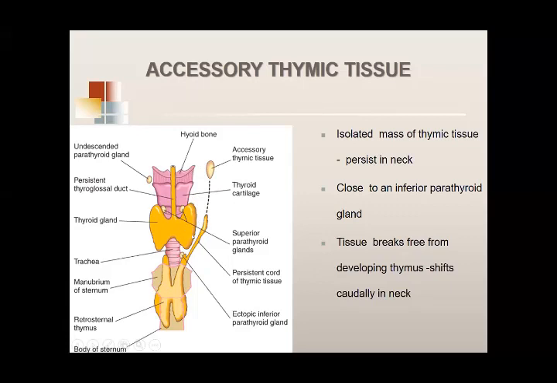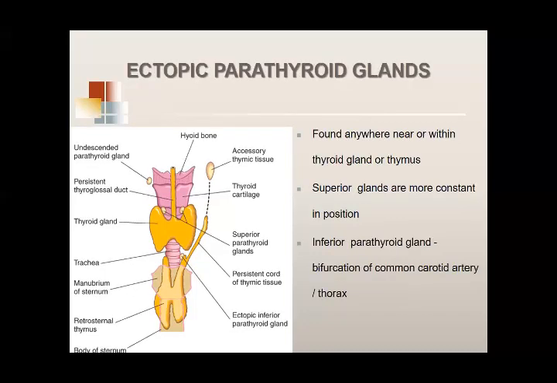Usually, since it develops from the third arch along with the parathyroid, these accessory thymic tissues are in close association with the inferior parathyroid. They may migrate down along with the developing thymus, anywhere lower down in the neck, close to the parathyroid, anywhere. Ectopic parathyroid glands also occur, and they may develop anywhere inside the thyroid gland or near the thymus or wherever.